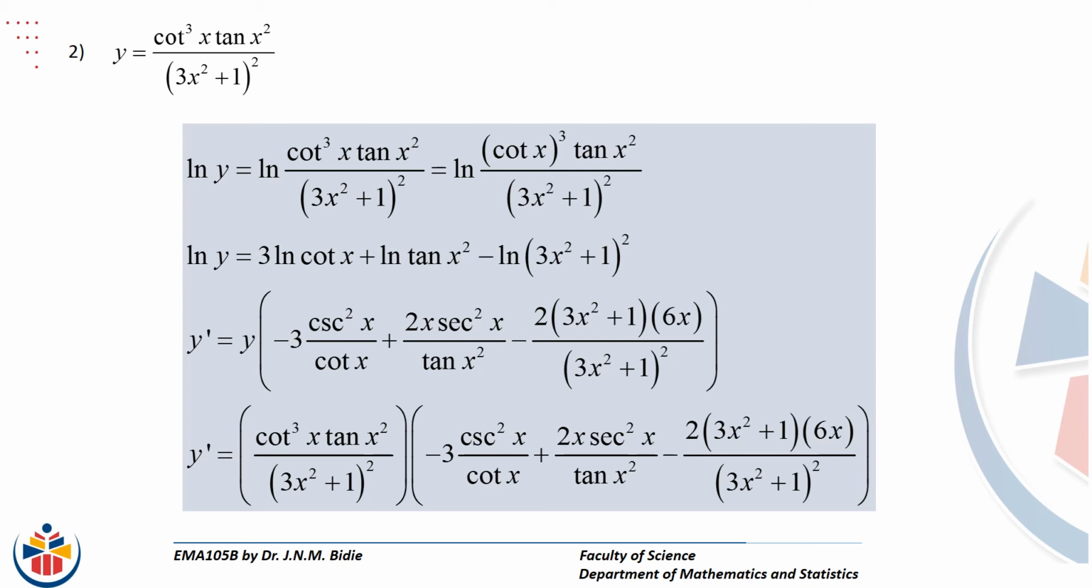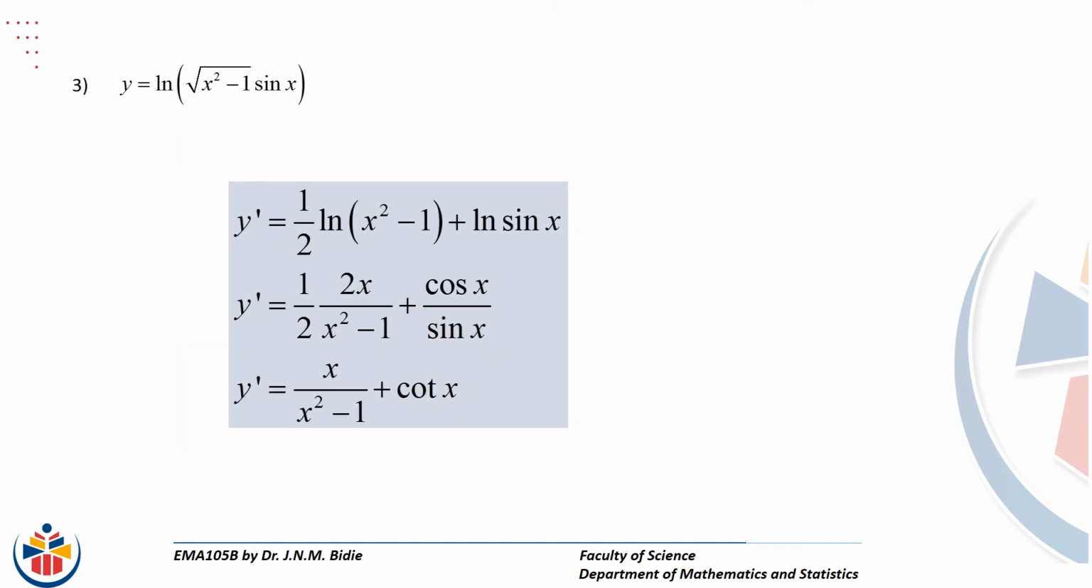minus the derivative of 3x squared plus 1 all squared, which is 2 into 3x squared plus 1 multiplied by 6x. All of this is divided by the argument of ln, and then substitute y in, and make sure that everything is fine. Number 3, y is equal to ln of the square root of x squared minus 1, and all of that is multiplied by sine x.